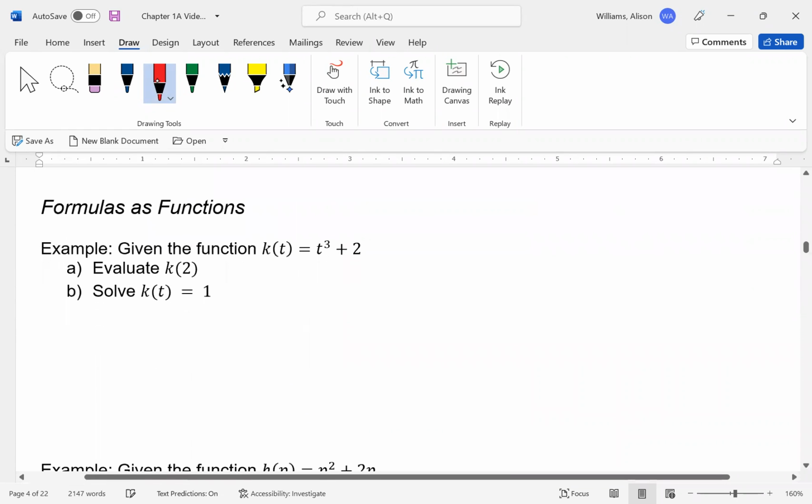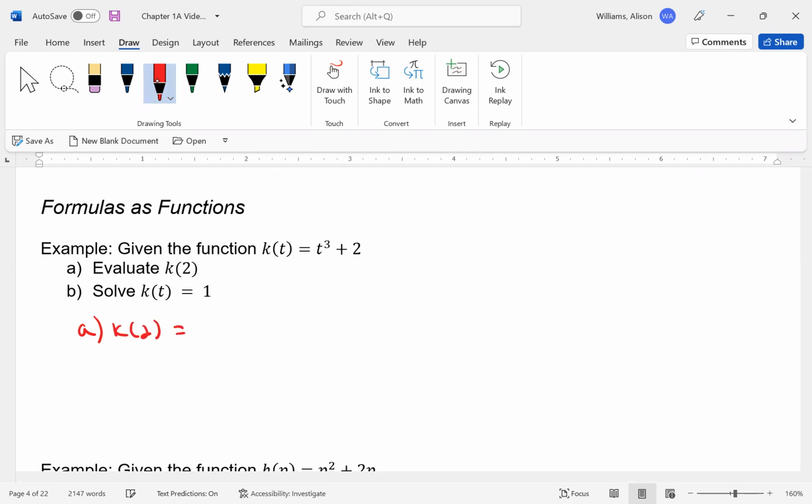Now, let's look at formulas as functions. This is actually giving us a formula, and still we're looking to evaluate versus solve. In part A, when they ask us to evaluate k of 2, that means they want us to plug 2 in for t in this formula. So k of 2 equals, plugging it into this formula right there, in for t, 2 cubed, which is 8, plus 2, which is 10. There we go. That's k of 2.